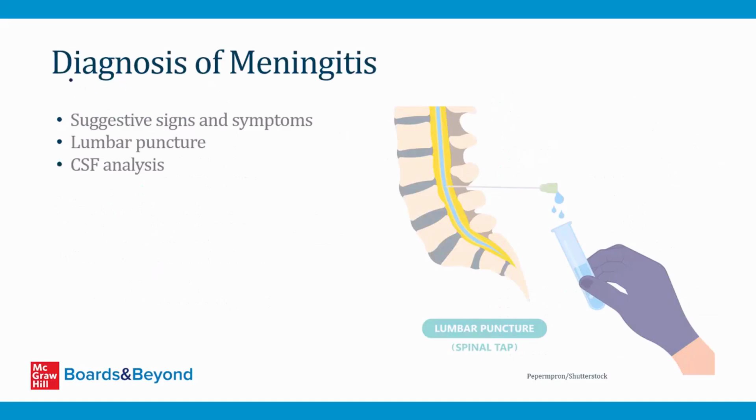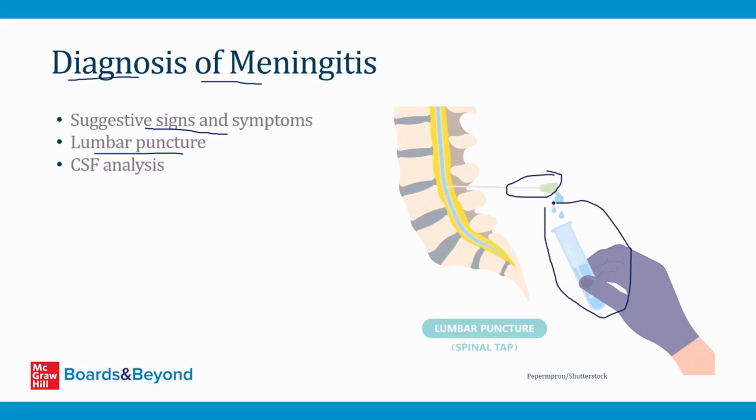Okay, now let's talk about how you make a diagnosis of meningitis. First of all, you suspect meningitis when patients have suggestive signs and symptoms, like all the things we've talked about in the last few slides. But the way you make the diagnosis is by doing a lumbar puncture. This involves inserting a spinal needle into the spinal column, like what's shown right here in this picture, and then collecting a sample of cerebrospinal fluid.